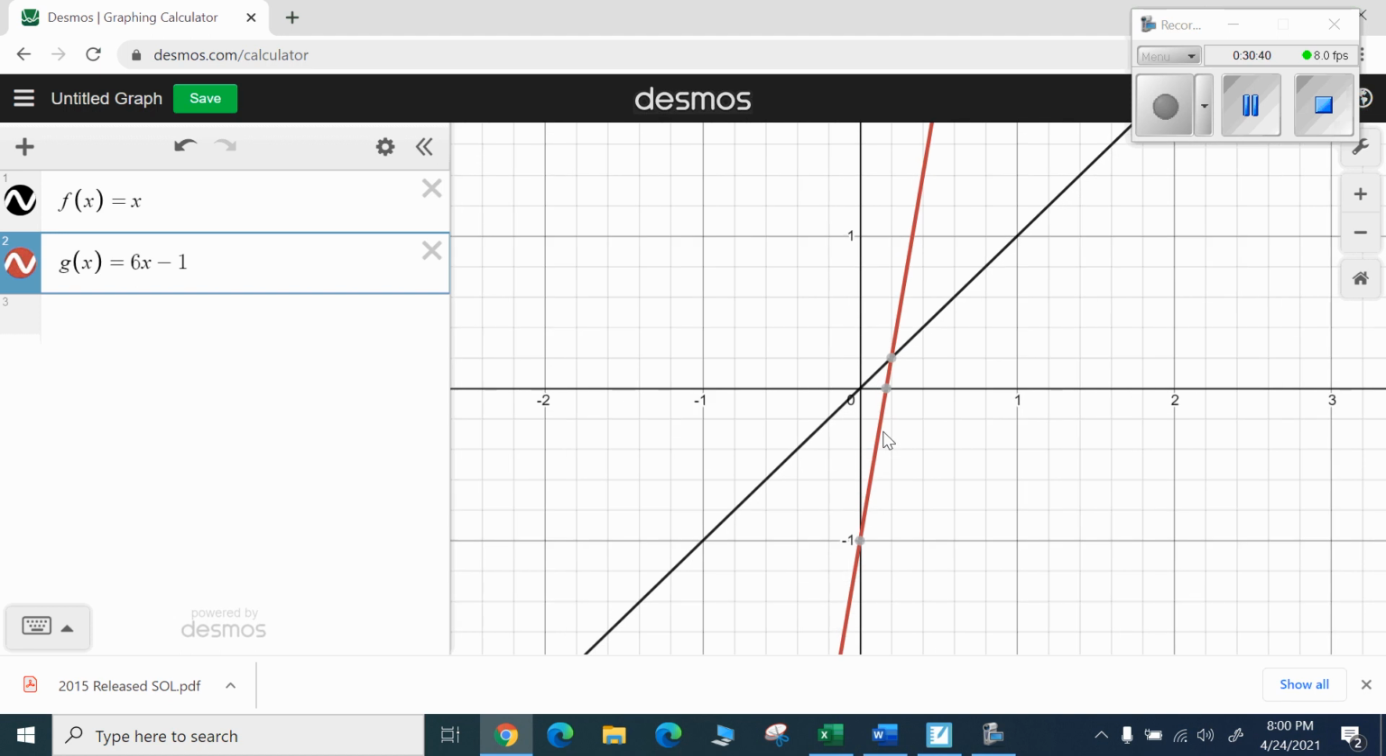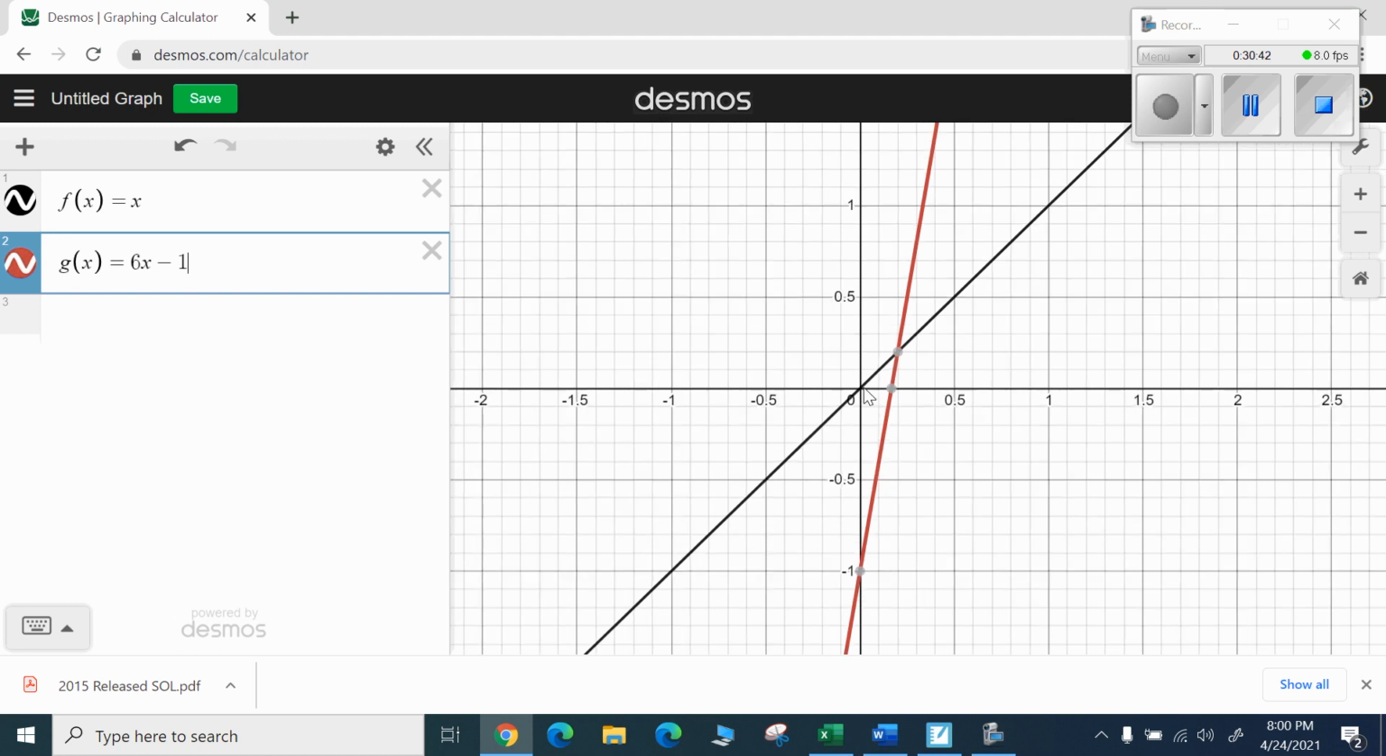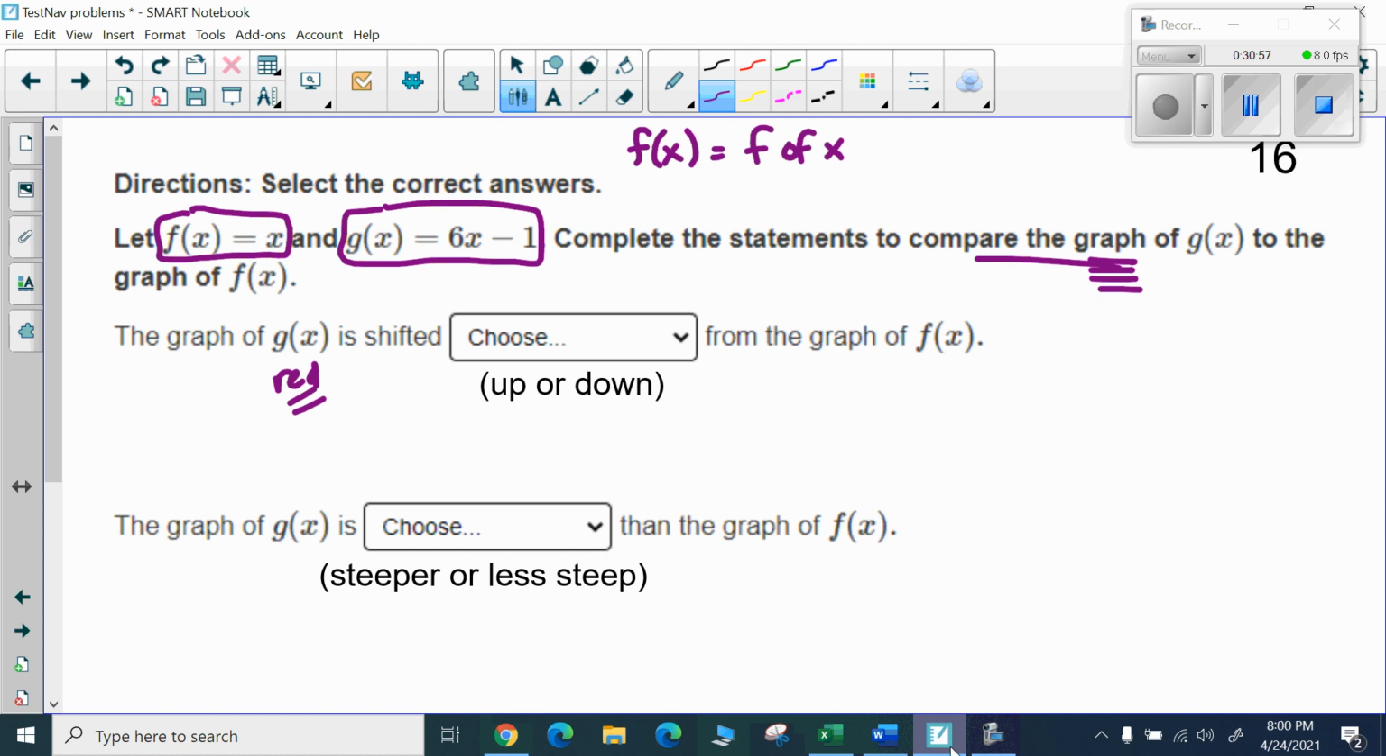No, it doesn't cross at 0. Okay, the black one crosses at 0, but the red one, look at where the intersection is. Look at the y-intercept. So this one was up here, this one is down here, so it shifted down. So for this, we're going to say that it's shifted down from f of x. And then they want to know if the graph of g of x is steeper or less steep.